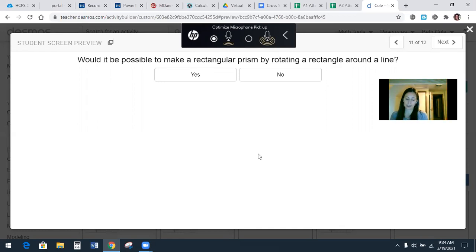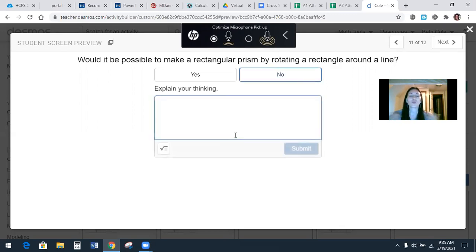You cannot create a rectangular prism by rotating around a line because rotation means it's going to go in a circle. You're going to have something that is a circle. So it must be circular. All right, so you're not going to be able to end up with a box.